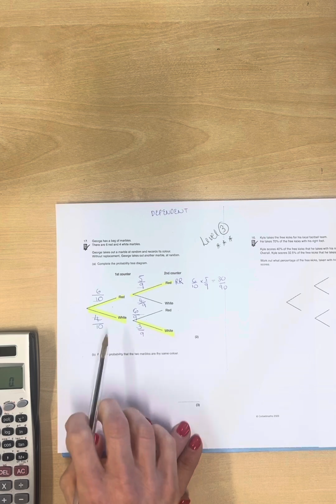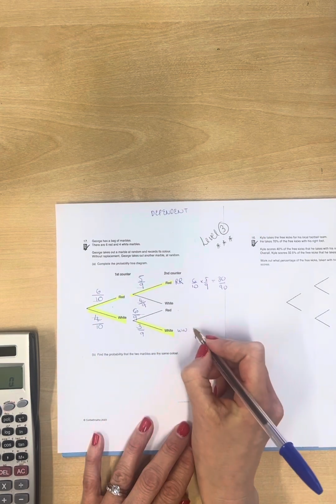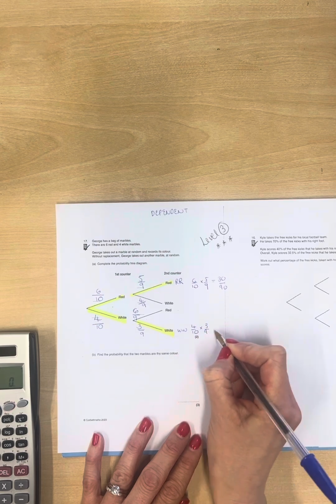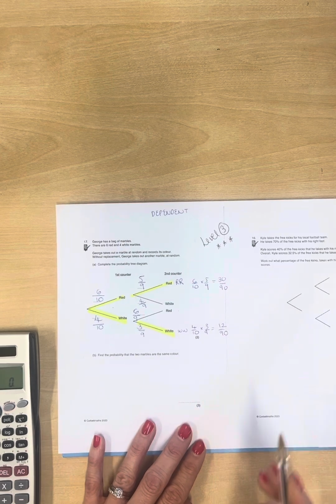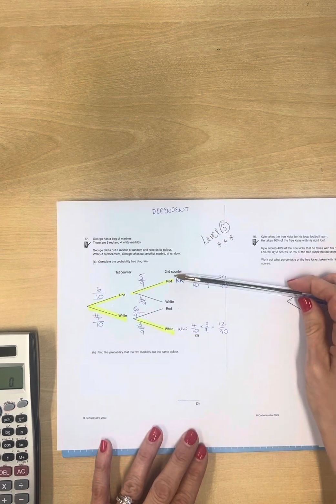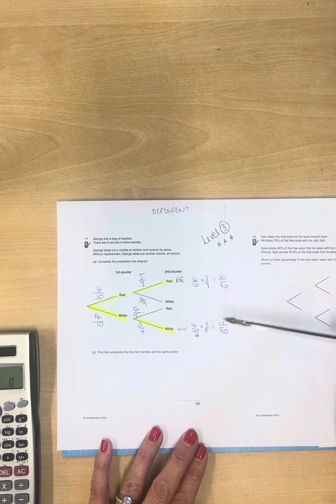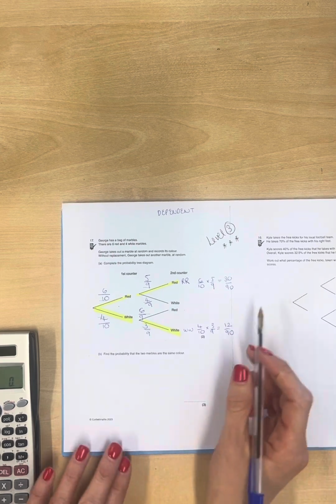Now let's do this bottom one. White times white. So white, white. We have 4 out of 10 times 3 out of 9, which gives us 12 out of 90. Now, personally, I wouldn't cancel at this stage. And the reason is you are now going to add these 2 together. And if you've cancelled, the denominators might now be different. So wait until the very end to do any cancelling.